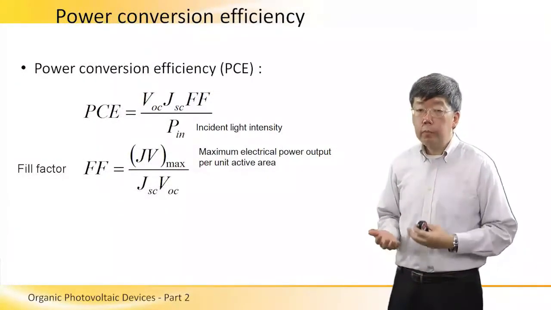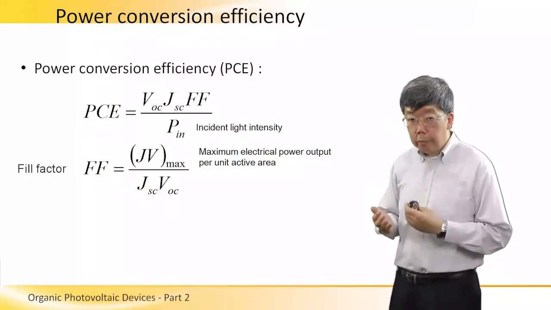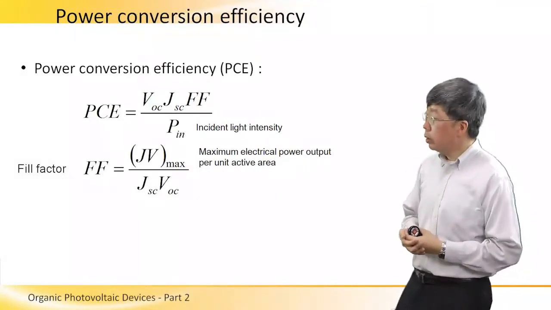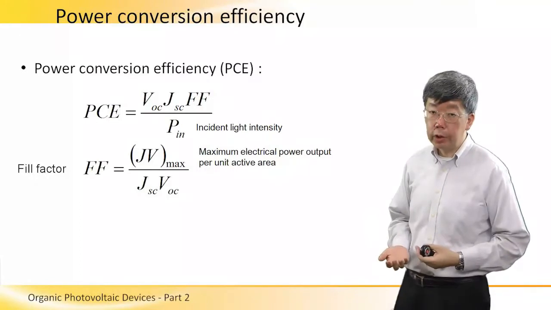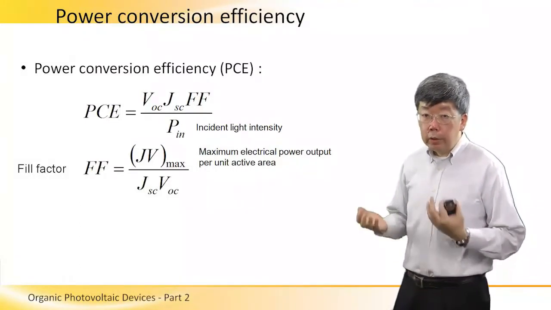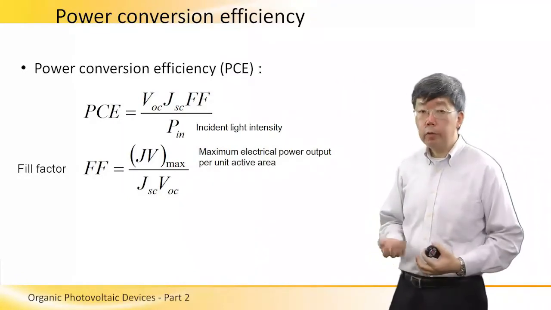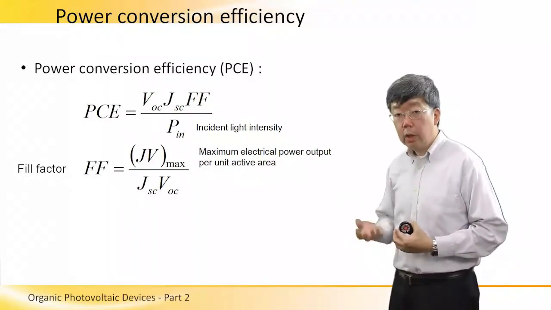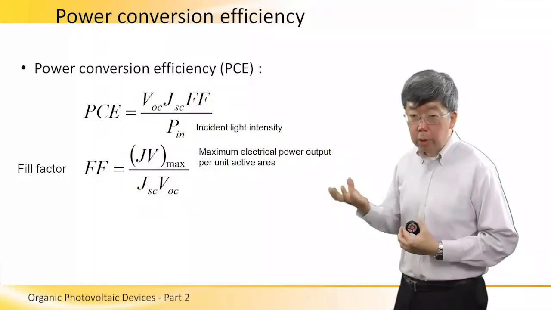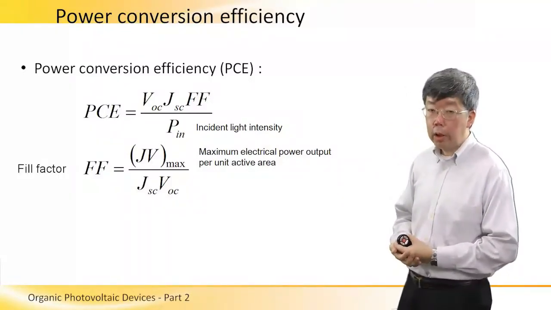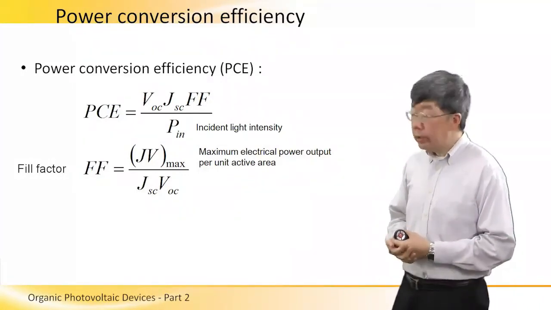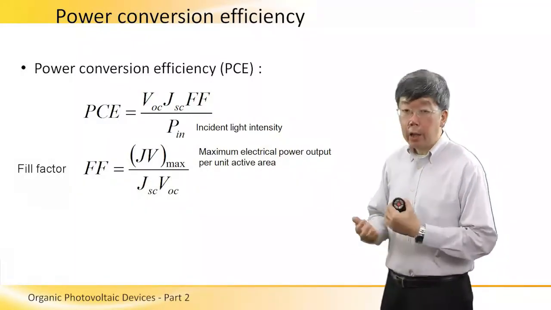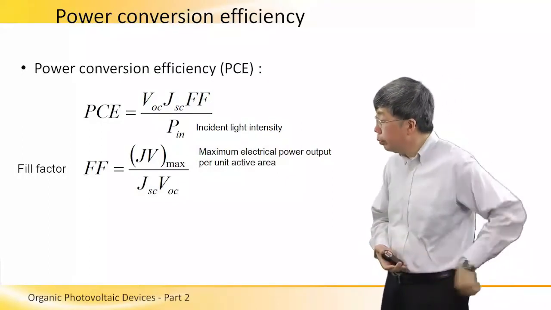Next, we talk about the most important device parameter of an OPV device, and it is called the power conversion efficiency, or the PCE. This PCE is important because it tells us how good the OPV device is in converting the solar energy into electrical energy. And this is the reason why we must carry out the current voltage measurement, as shown on the previous slide.